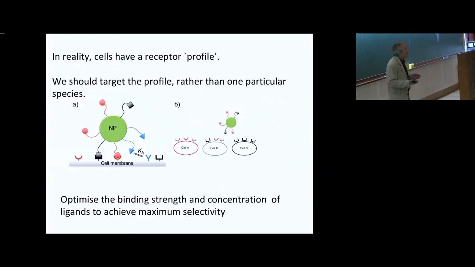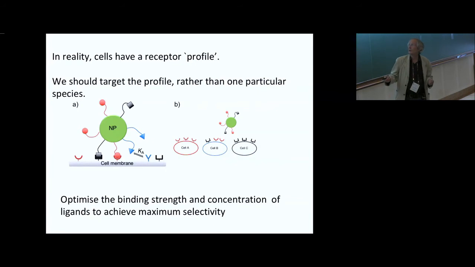The final thing I wanted to say about this is that if you want to target cells, very often different cells have different receptor profiles. But it may well be that any individual receptor concentration is not sufficiently different between the target cell that you want to bind to and the healthy cell. But as a whole, the pattern tells you a lot about the state of health of the cell. So we were interested in ways in which you could use a nanoparticle that has multiple different ligands binding to multiple different receptors.